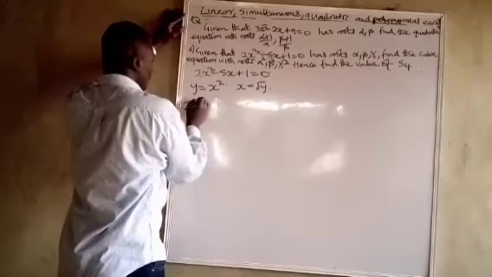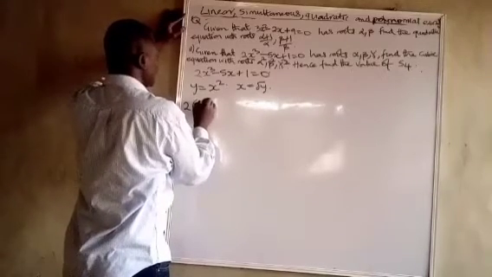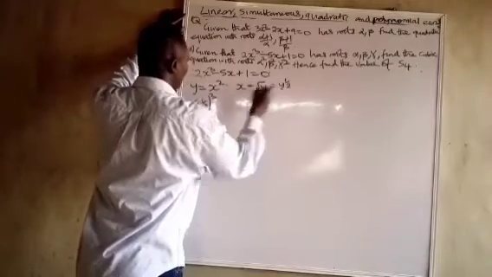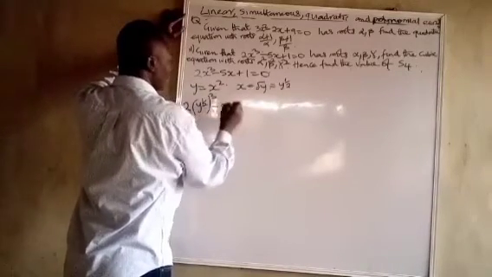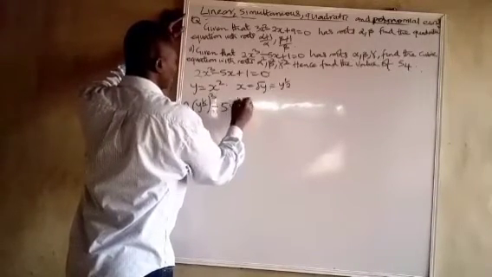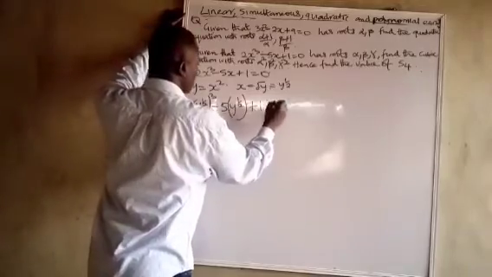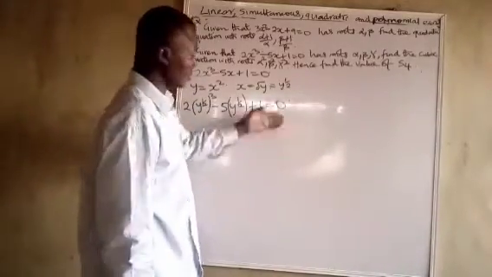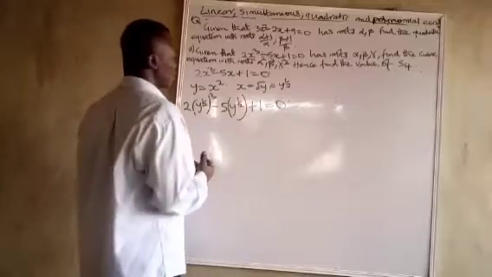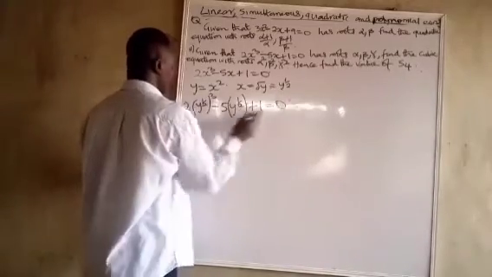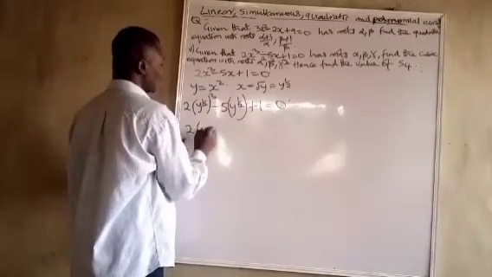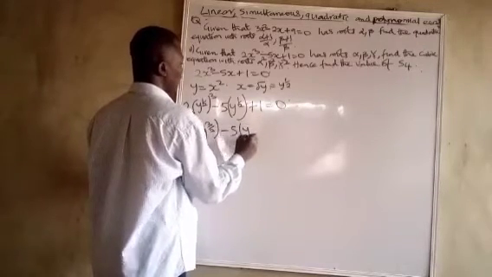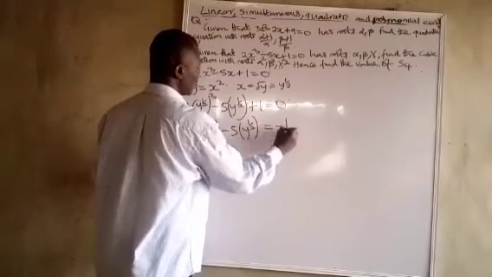So we have 2 into y raised to the power half, cubed. This one is y raised to the power half. Minus 5 y raised to the power half plus 1 equals 0. So as it is now, if we expand on through, we are going to encounter greater problems later on. So let's move this one to this side. So you have 2 into y raised to the power 3 over 2 minus 5 y raised to the power half is equal to minus 1.